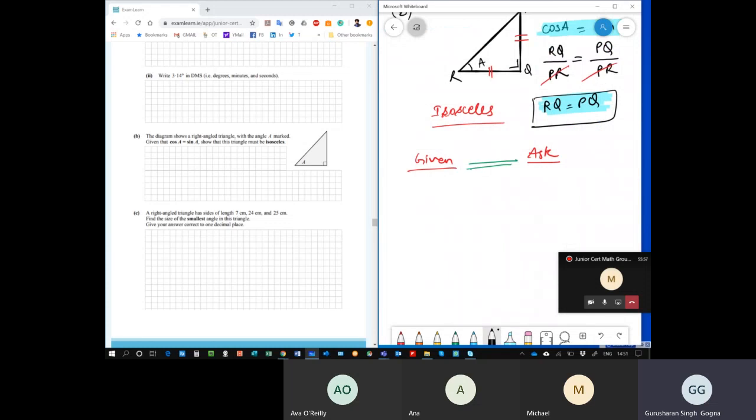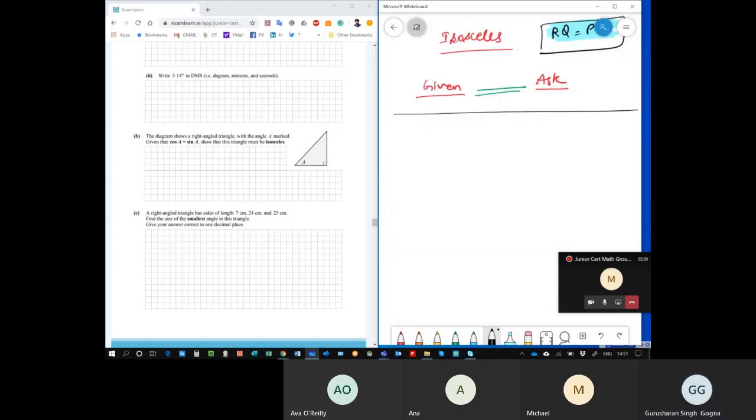So there are different types of triangles. First is the scalene triangle. Scalene triangle means, let's call this ABC, AB not equal to BC not equal to CA. So all sides are different. That's called a scalene triangle. Then you have the isosceles triangle.